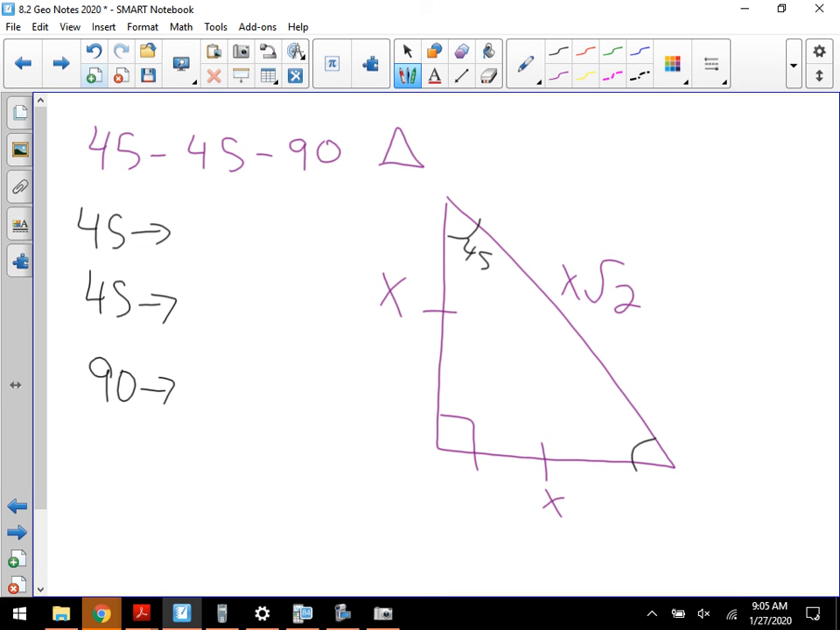So you know the opposite that we're looking across from the 45 is this value of x, which means across from the other 45 also has to be some value of x. Then across from the 90 is x times the square root of 2. Now, I'm using this value of x for all of this. It just means it's some constant, this constant multiplier. It's just the easiest way to write them out. This one's a little bit easier to deal with because you only have to solve for one.